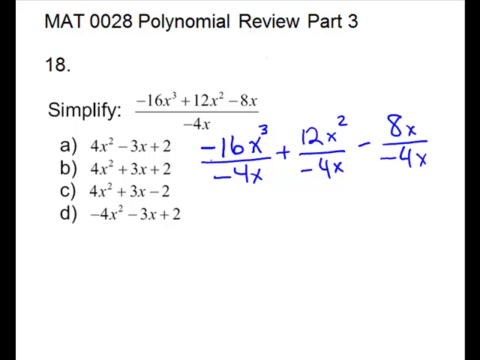On the first one, you have 2 negatives. That's even. We'll give you a positive. The 4 will divide evenly into 16. Will go 4 times. On the x's, subtract. We'll leave you x squared.